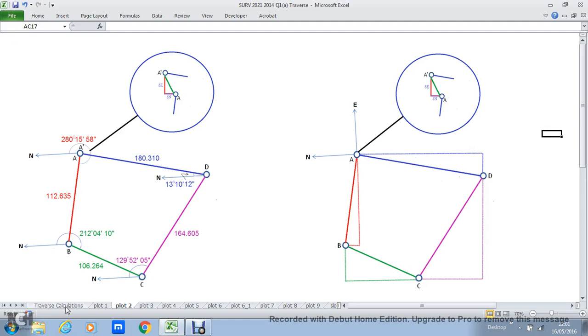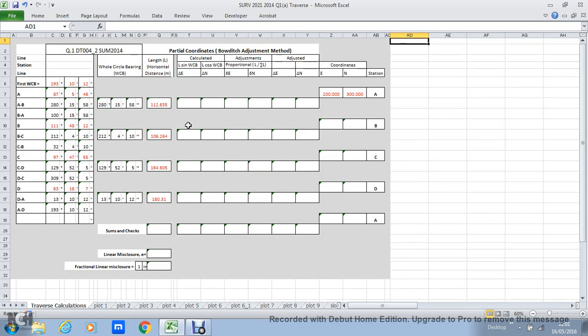Okay, so the next thing we have to do in our calculations and filling in the form is to calculate, just for the line A to B, we'll start off. I want you to calculate the partial coordinate in the easting direction, and you use this formula up here. It's equal to the length multiplied by the sine of the whole circle bearing. Now the whole circle bearing is given here, so what you do is get the sine of this angle here, and you multiply the sine of that angle by the length here. So I suggest that you pause the video now and calculate that. I'm about to reveal the answer.